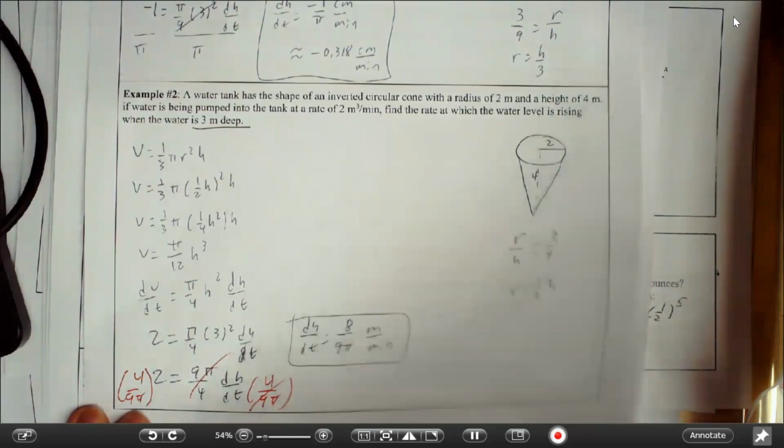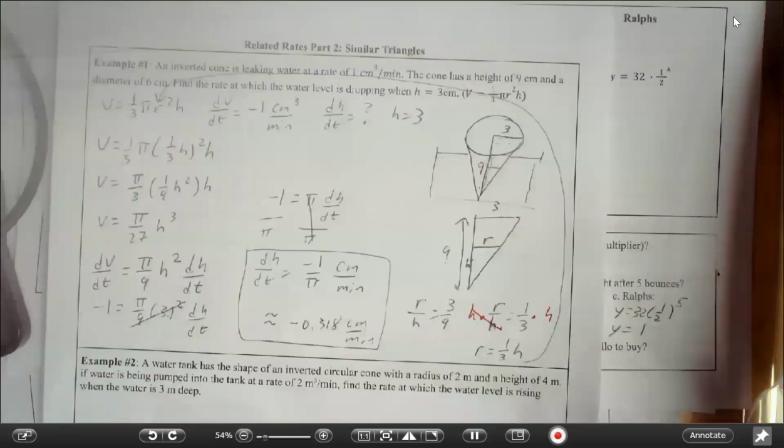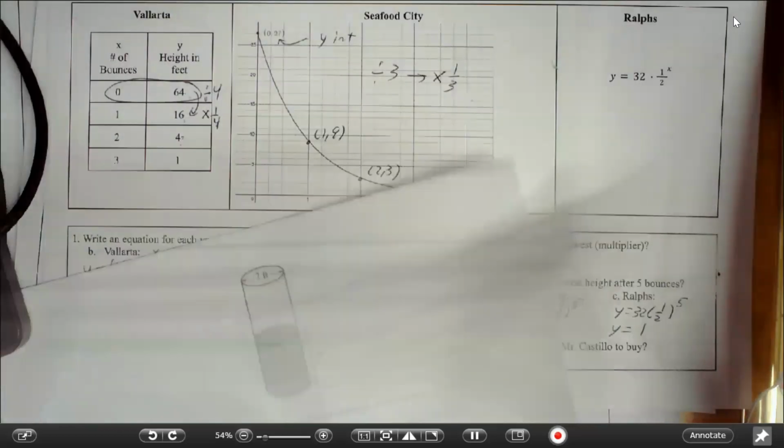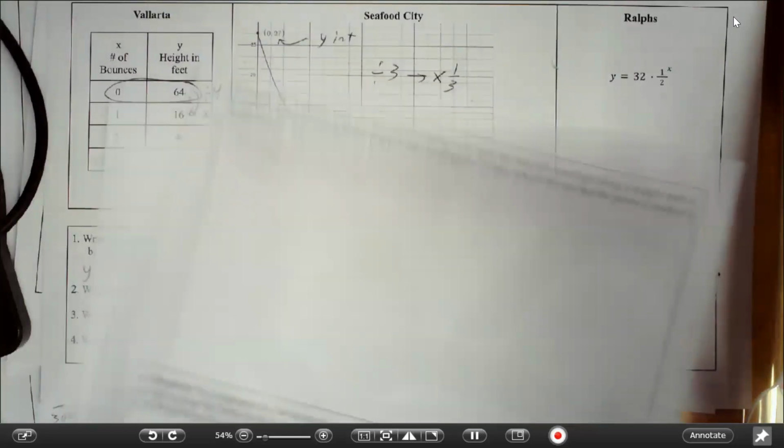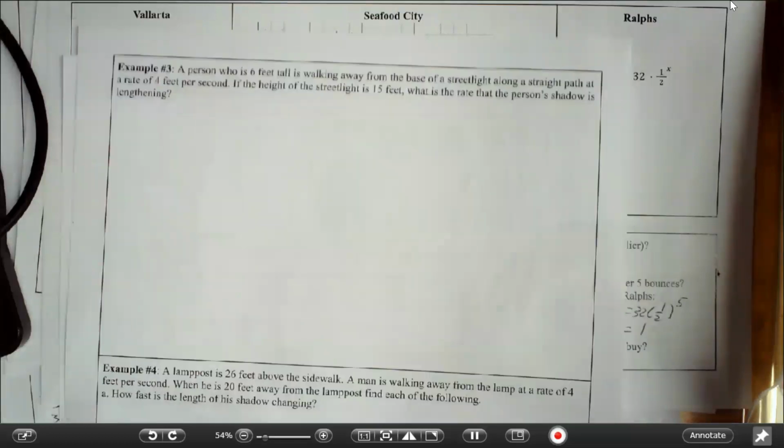Sorry. Okay, now let's go to example 3. So everyone look at this one. This is a different type of problem. They sometimes like to ask, a person who is 6 feet tall is walking away from the base of a street light along a straight path at a rate of 4 feet per second. If the height of the street light is 15 feet, what is the rate that the person's shadow is lengthening?